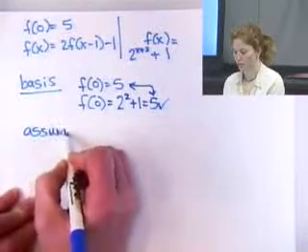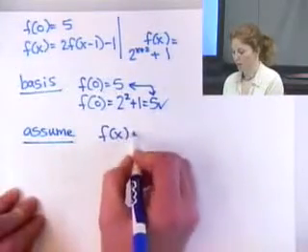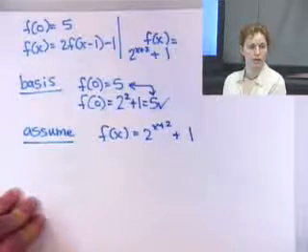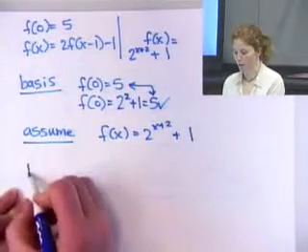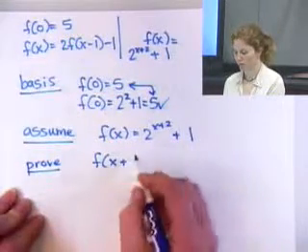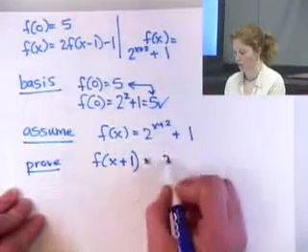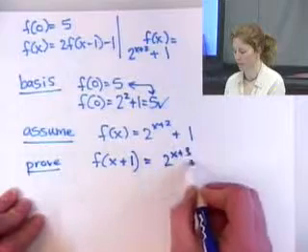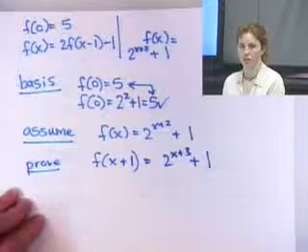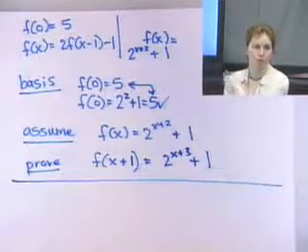I have my assumed step. So I assume that f of x is equal to 2 to the x plus 2 plus 1. I write my closed form in my assumed statement. In my proof statement, I prove f of x plus 1's closed form is going to work. So that's going to be 2 to the x plus 3 quantity plus 1. That will be what I'm going to prove in this induction. So this is my setup, and that's all complete, and I have 60% of my problem done so far.